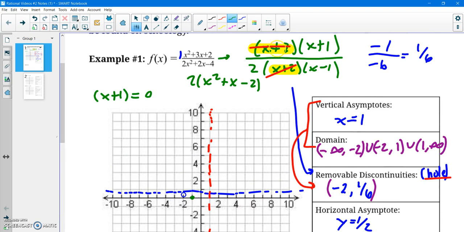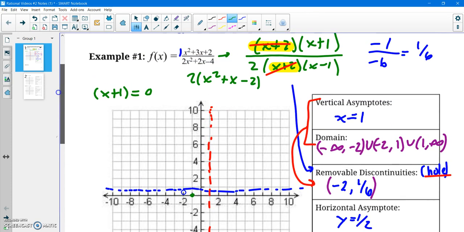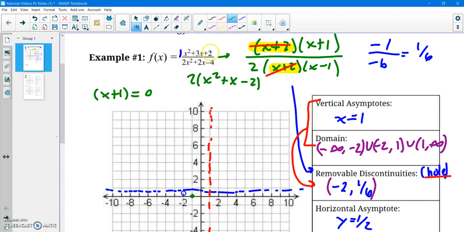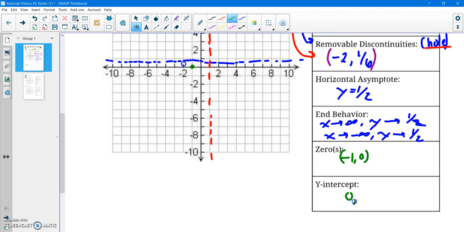I crossed out the x plus 2, so that no longer contributes as an x-intercept. And I need my y-intercept. You find a y-intercept by plugging 0 in for x. You plug 0 in for x, you get out 2 over -4, which is -1/2. So (0, -1/2) is my y-intercept.